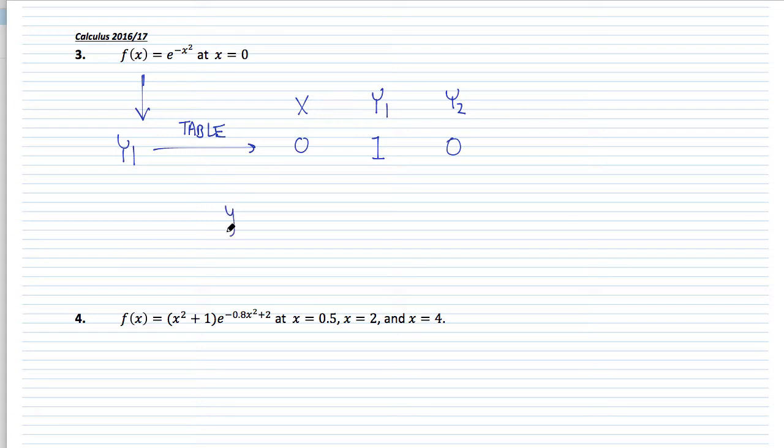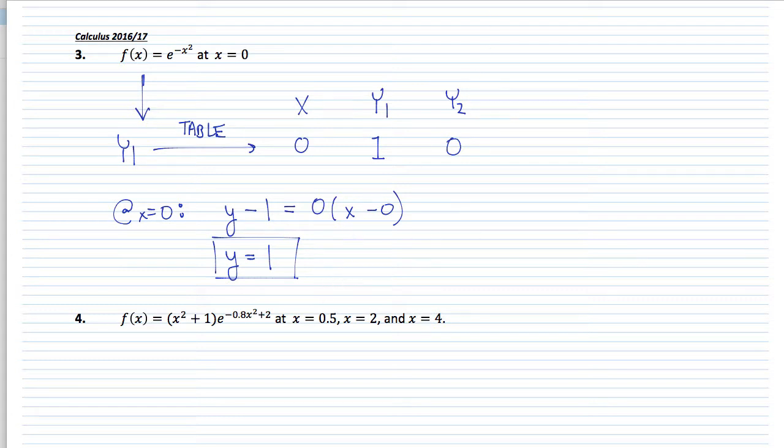So the equation for our tangent line will just be at x equals 0, y minus our function value, which is 1, equals our slope, which is 0, times x minus our x-coordinate of 0. So this whole right side is 0, which means our tangent line is just y equals 1, which is a horizontal line.